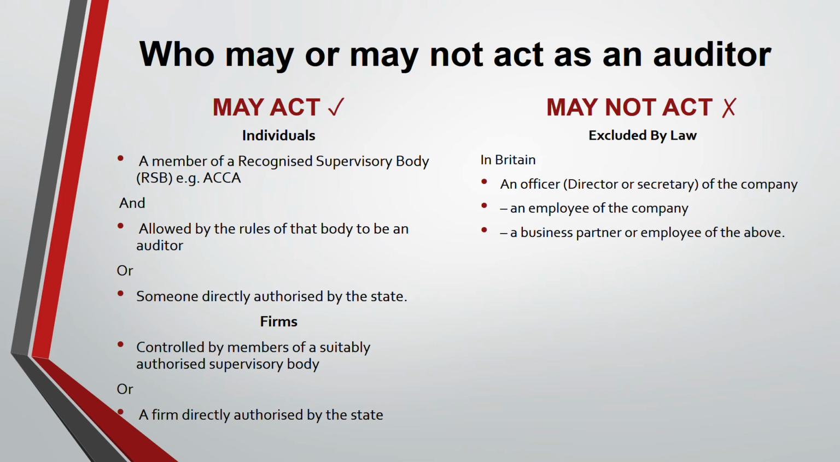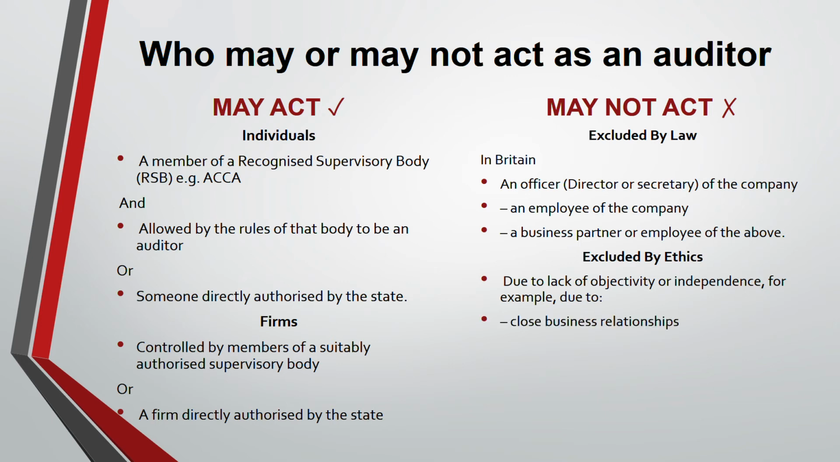Now, let us go to the ones excluded by ethics. It is due to lack of objectivity or independence. For example, you might lack objectivity, you might lack independence. It could be due to so many reasons. Okay, these are a few reasons. First reason is close business relationships. If the auditor has a close business relationship with the client, you cannot act as an auditor. Okay, next, personal relationships.